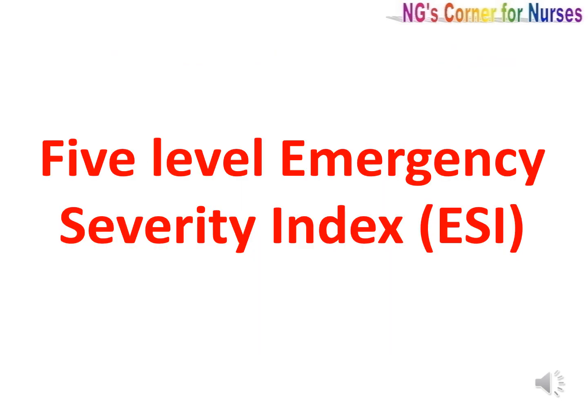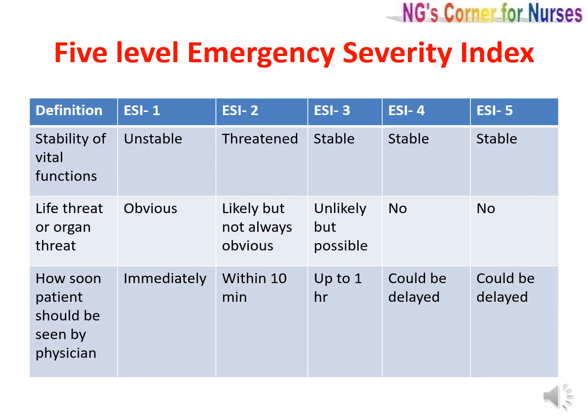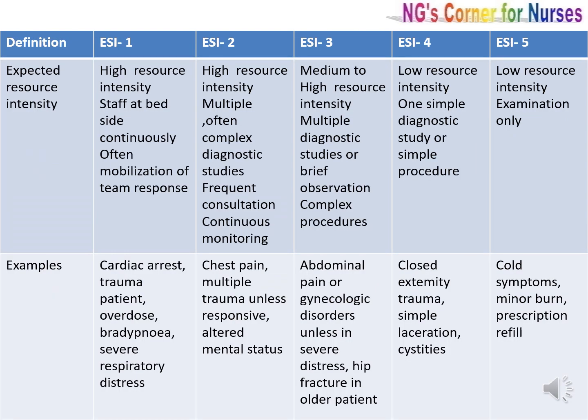Next is 5-level emergency severity index. Emergency severity index is also divided into 5 categories or 5 levels depending on the stability of vital functions, life threat or organ threat. Here also the response time, or how soon the patient should be seen by the physician, depends on the levels. Expected resource intensity also depends on the condition of the patient or in which category the patient is lying.